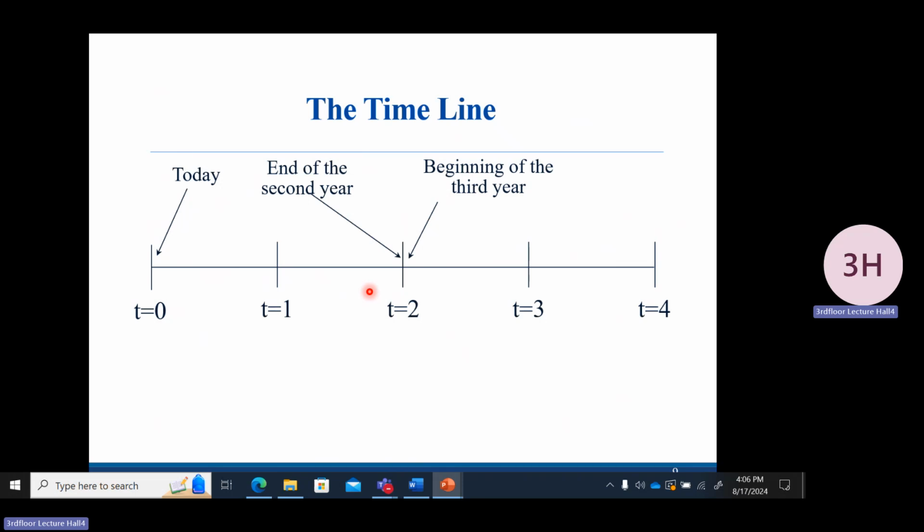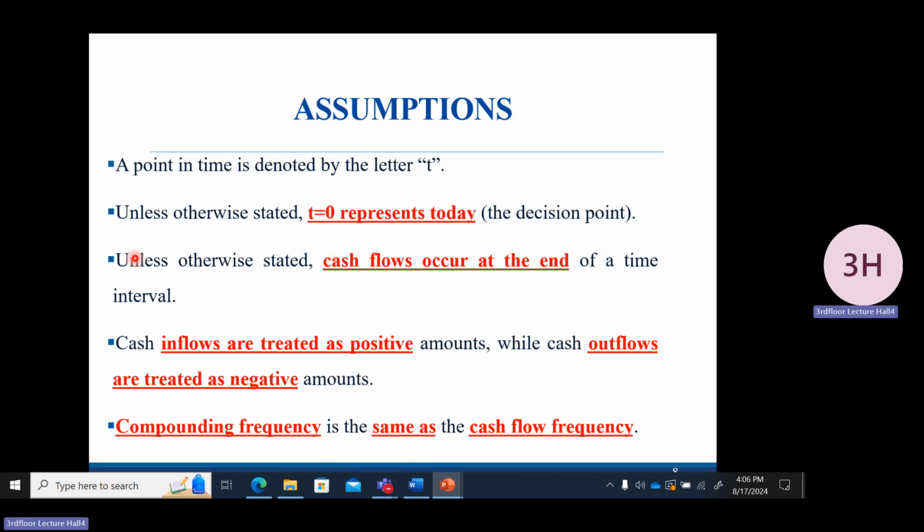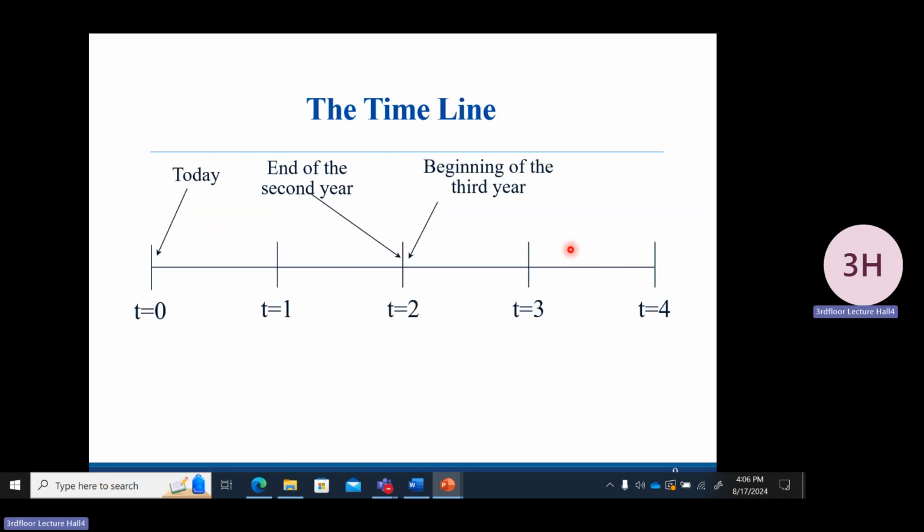In addition to that, there are some assumptions in the timeline. You can see cash flow occurs at the end of the interval. This is the default. Normally, when you are doing the calculations, if it is not clearly mentioned, the default case is that cash flows occur at the end of the period. Suppose this is a 1,000 cash flow timeline. The first 1,000 cash flow occurs at the end of year 1, then end of year 2, end of year 3, end of year 4. Likewise, that is the default.